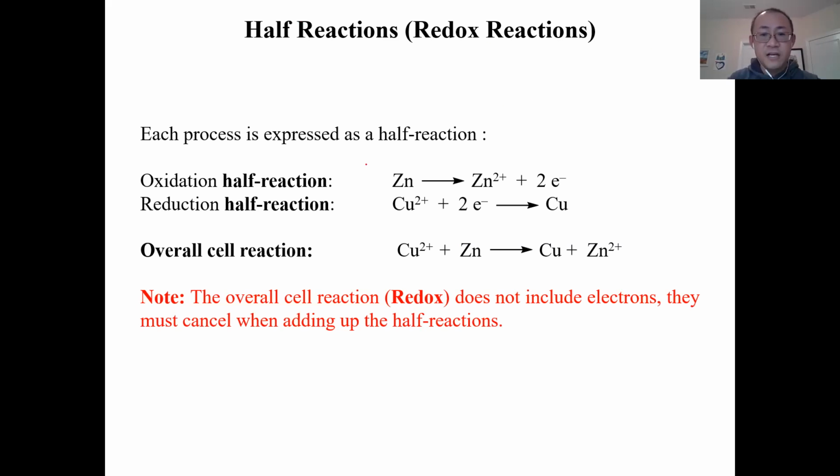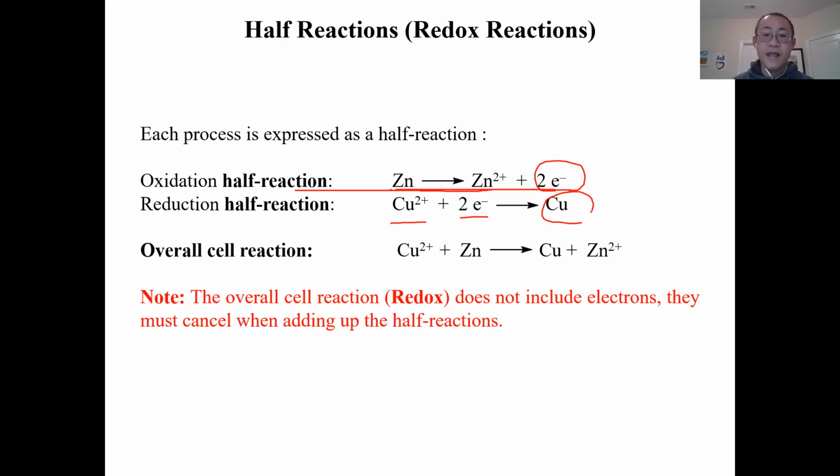As you can see here, zinc loses electrons to become zinc 2+ ion. These 2 electrons are the ones lost, so they're shown as product. And these 2 electrons will be gained by copper 2+ ion to give copper metal. You can see that because electrons are gained, electrons are used as a reactant.